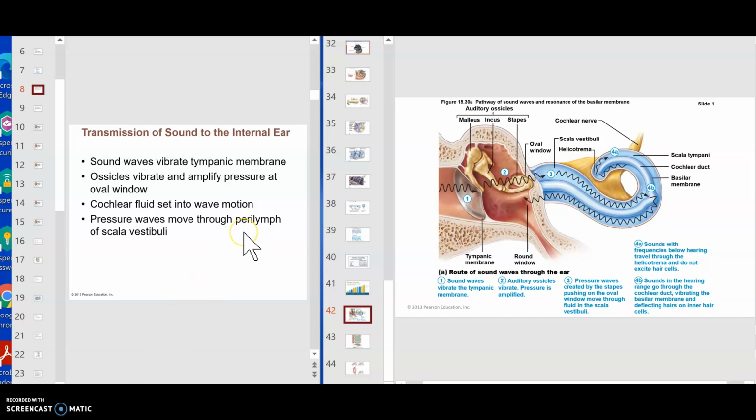Okay, class, we're going to look at transmission of sound to the internal ear. So we'll start with this drawing here.